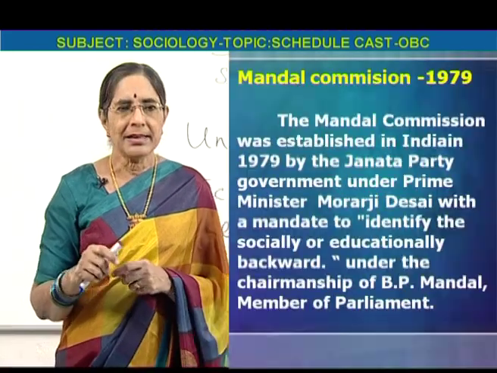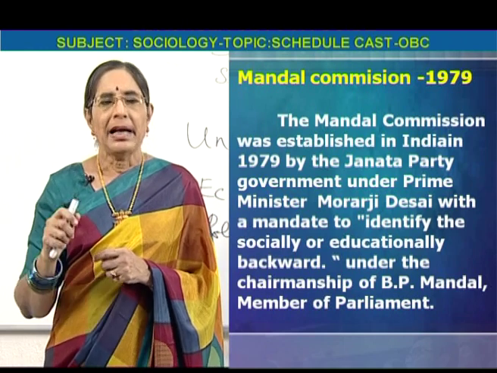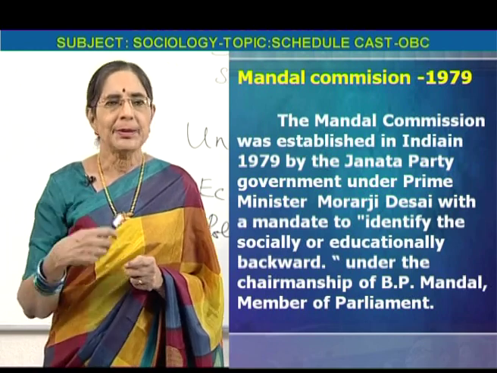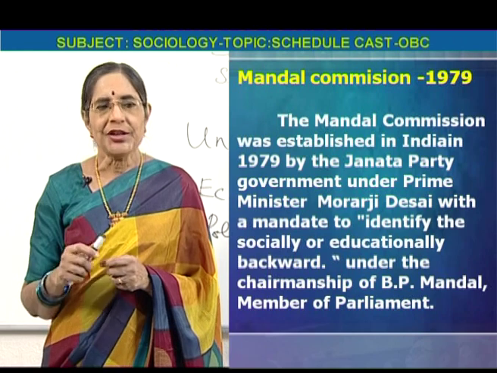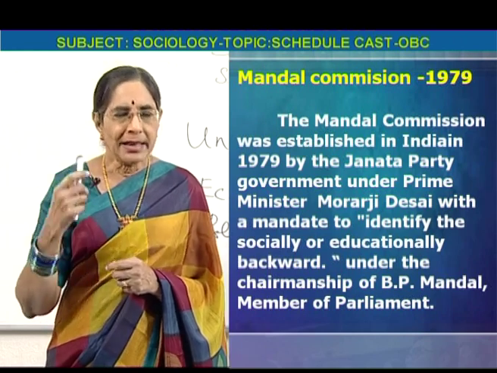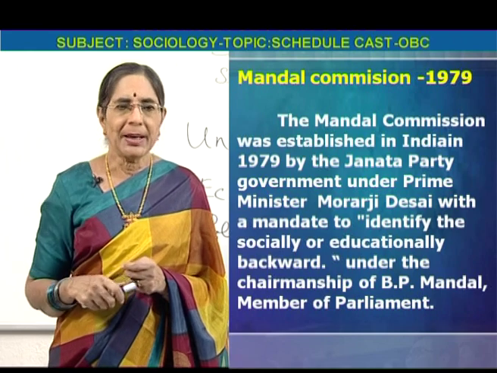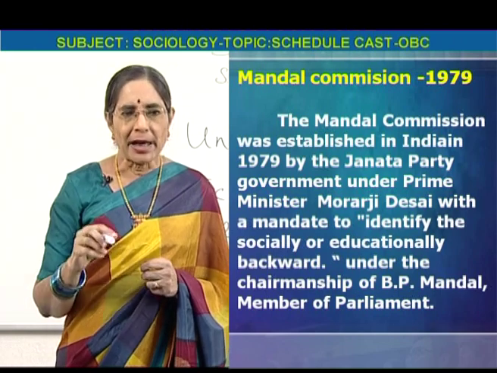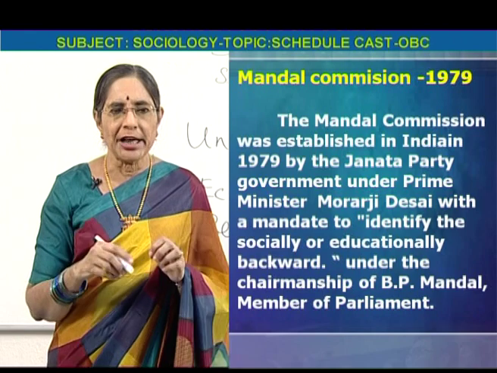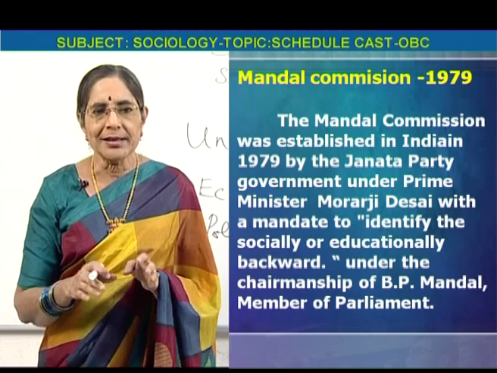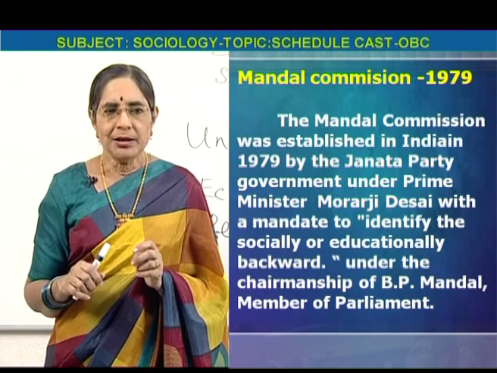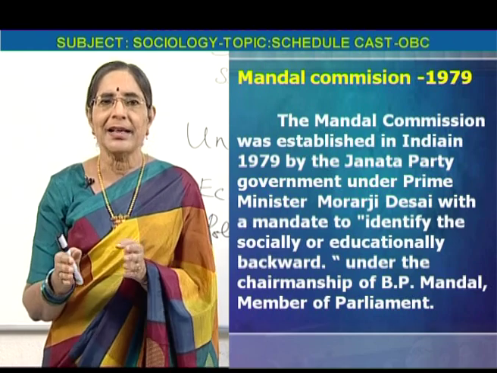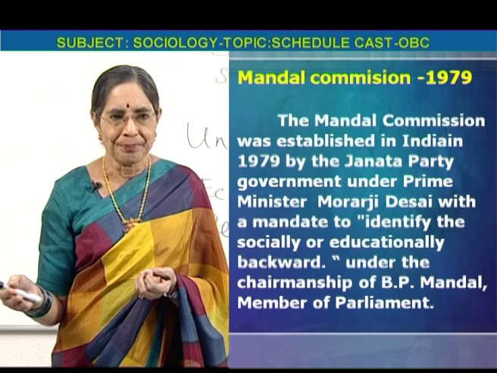Hence, in the year 1979, another commission was constituted by the central government, and it is popularly known as the Mandal Commission. It was established in 1979 by the then Janata Party government under the Prime Ministership of Morarji Desai, and the mandate given to this Mandal Commission was to identify the socially or educationally backward communities, classes or castes. B.P. Mandal, who was a member of parliament, was the chairman of this commission. We usually consider this commission the second backward classes commission.